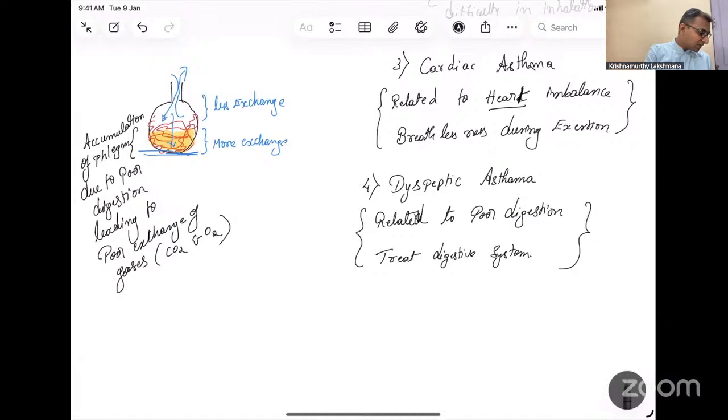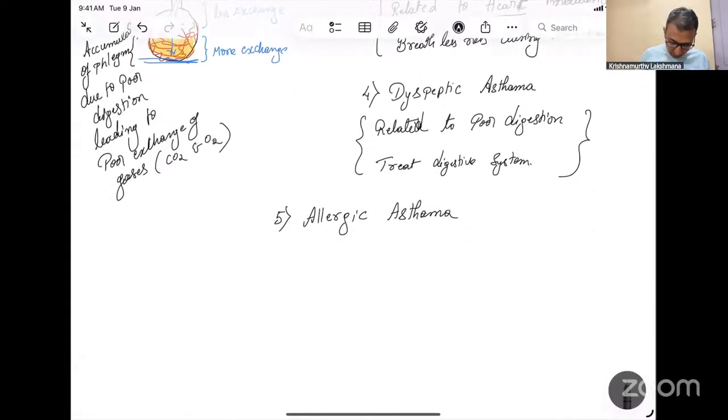And the fifth one is allergic asthma. So when something goes in, along with oxygen, something else goes in. Either some kind of fume goes in, or some kind of pollen, or some kind of dust, or any other thing goes in.